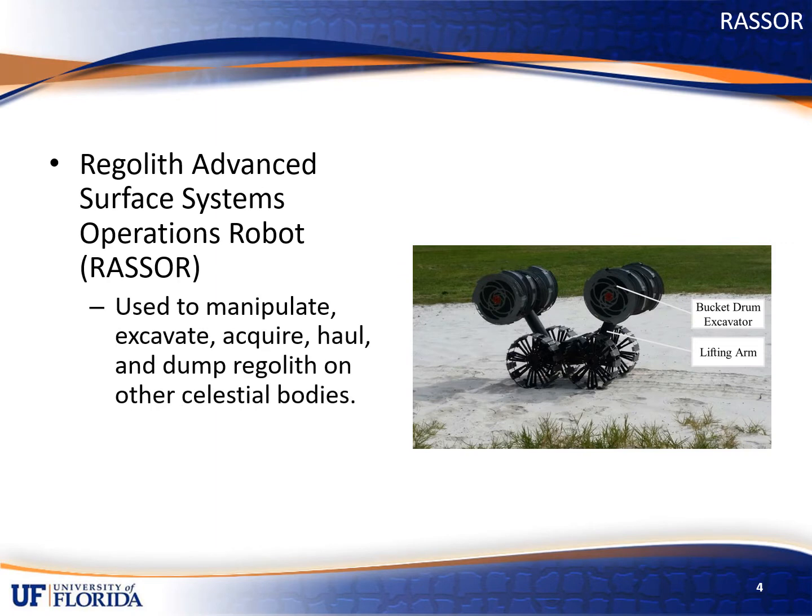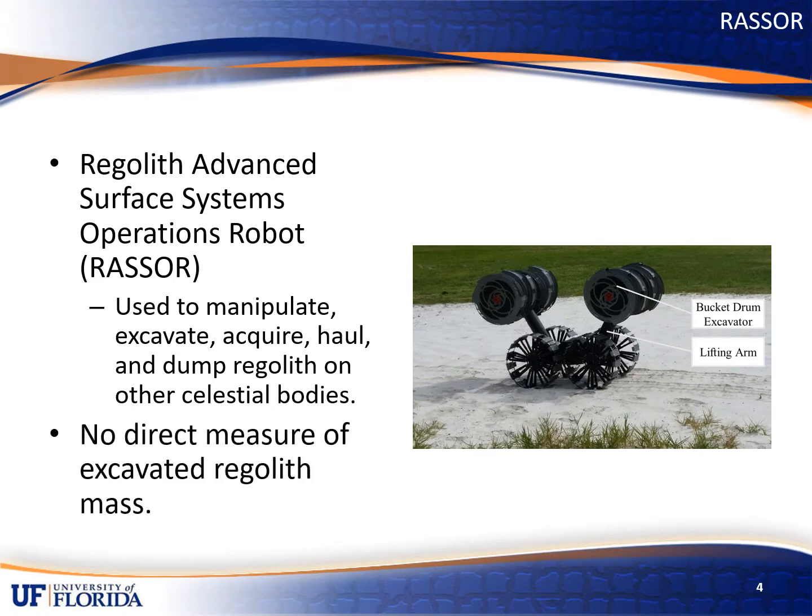Here you can see a picture of the Regolith Advanced Surface Systems Operation Robot, or RASSOR for short, playing in the sand. RASSOR is used to manipulate, excavate, acquire, haul, and dump regolith around on other celestial bodies, such as the Moon. While RASSOR is an advanced excavation robot, unfortunately it doesn't have sensors to directly measure the mass of the excavated regolith on board.